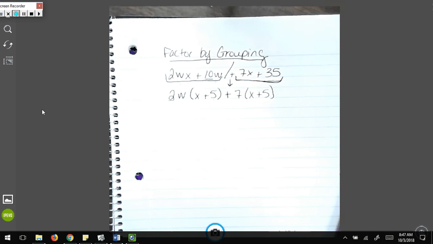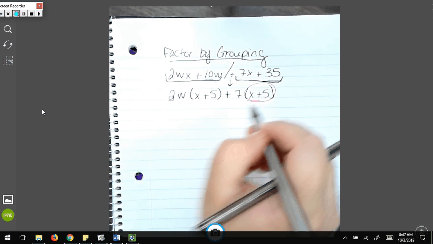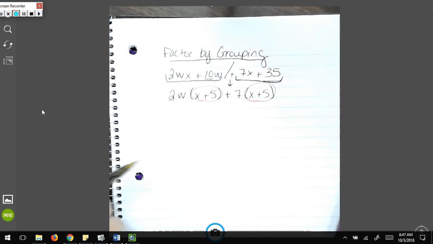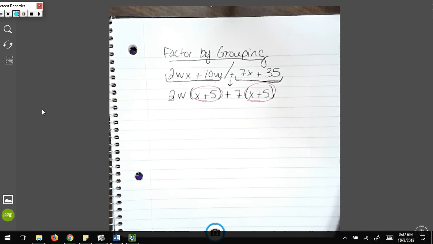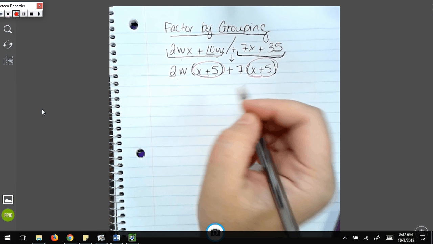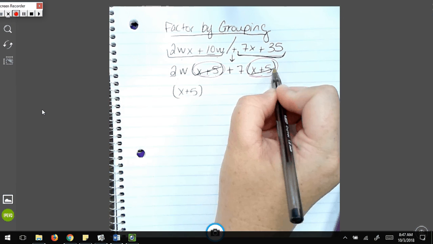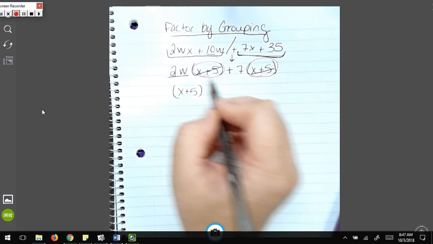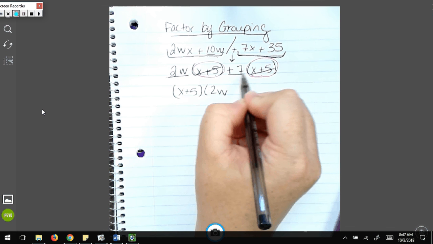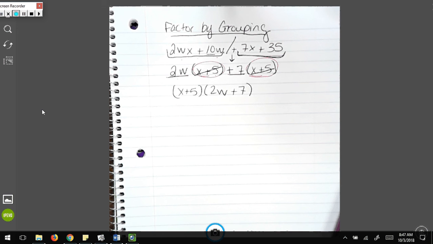So here's where the grouping part comes in. If you look, these 2 binomials are exactly the same. So what I'm going to do is just pull that binomial out. I'm going to factor out the binomial as the GCF. So I'm going to put x plus 5 on the outside, and what I'm left with is 2w plus 7. And now this one has been grouped.